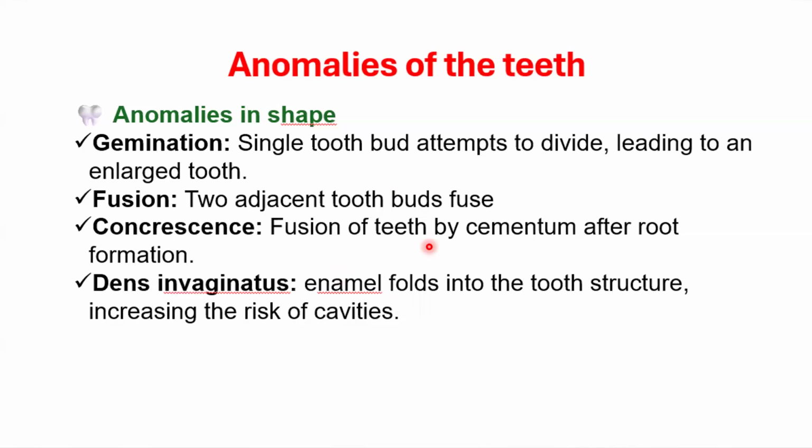Then you have fusion of the teeth by cementum of the root formation. Then you can have fusion of two tooth buds, and of course this fusion will give you a macrodontia. Then gemination is where a single tooth bud attempts to divide. So gemination is the opposite of fusion. In fusion, they come together. In gemination, they try to divide. Of course, both of them will give you macrodontia.